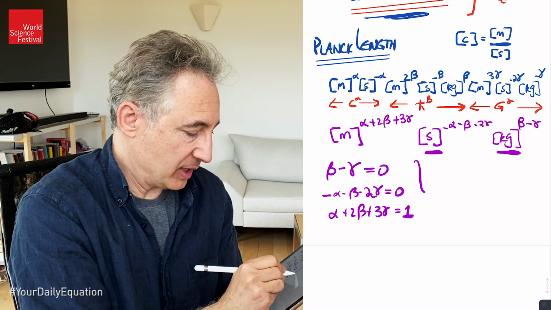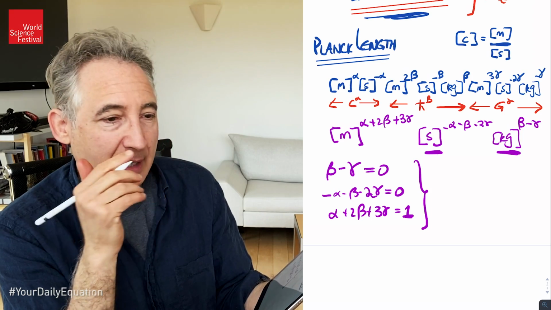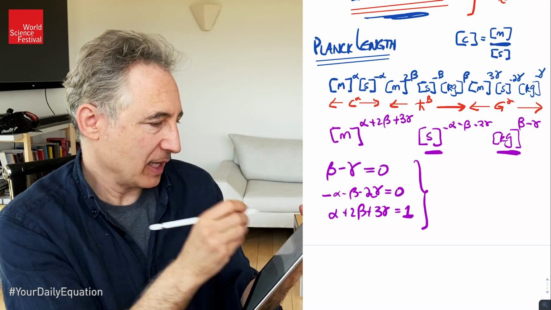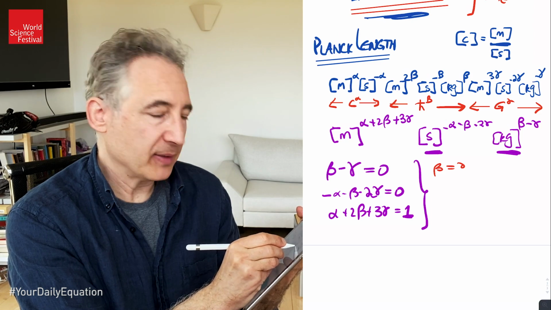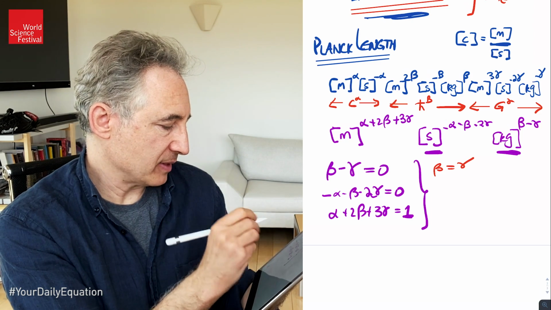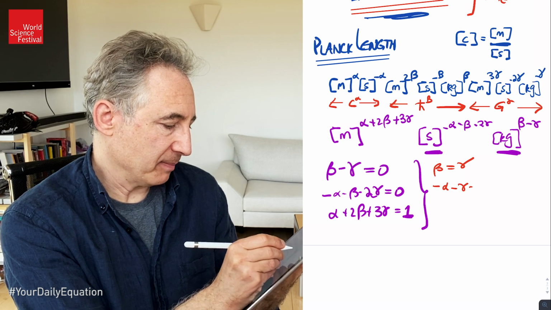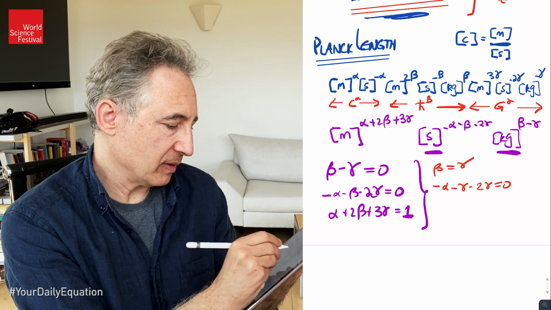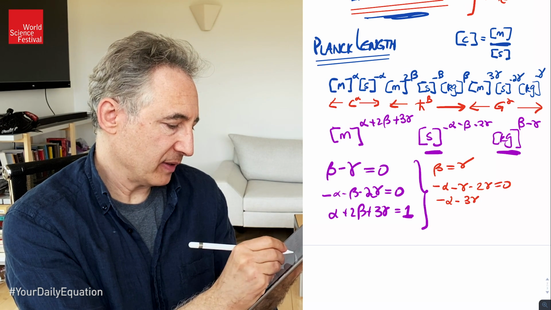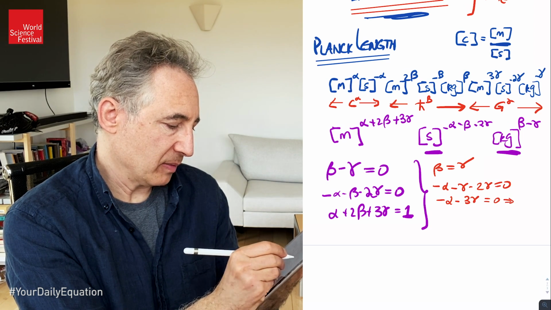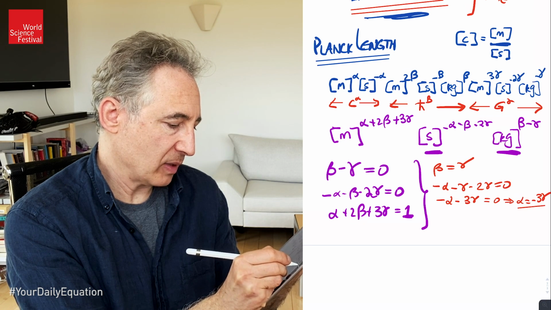So now I just have 3 equations and 3 unknowns, and that's something that's quite straightforward for me to solve. So let's just do that. So we learned that beta must equal gamma from the first equation. If I put that into the second equation, I'll have minus alpha minus gamma minus 2 gamma equal to 0, namely minus alpha minus 3 gamma equal to 0. Or in other words, I get alpha equal minus 3 gamma from my second equation.